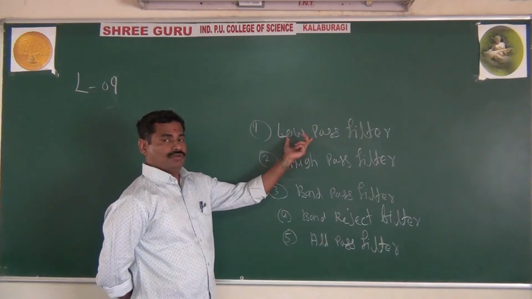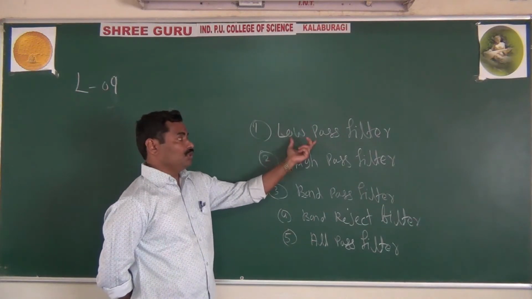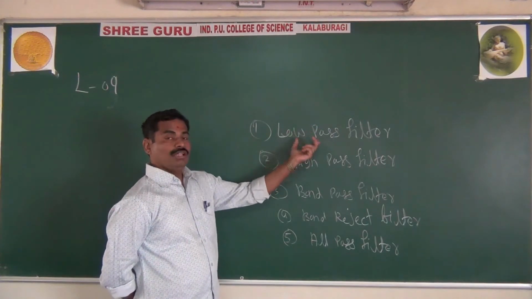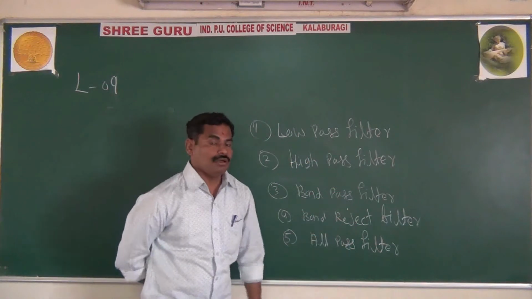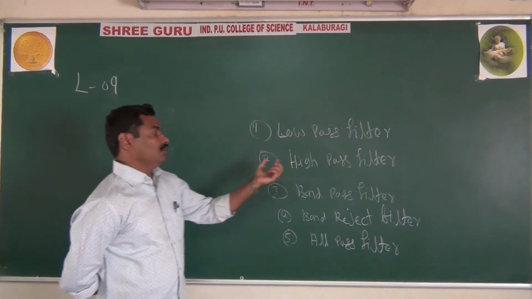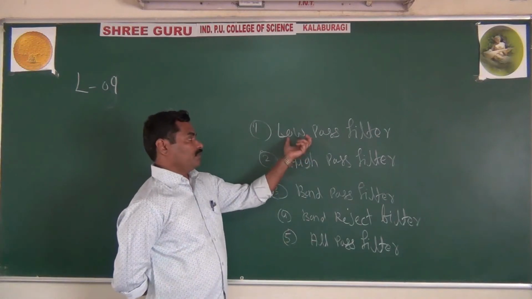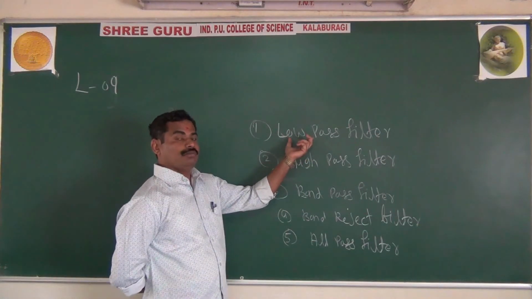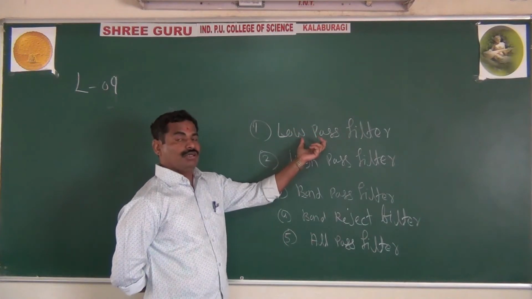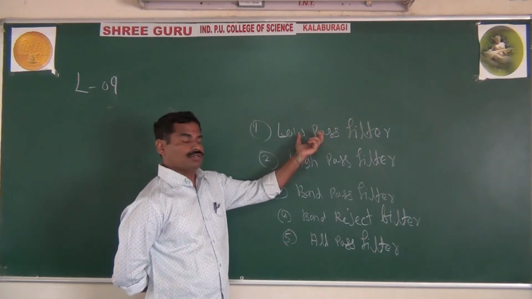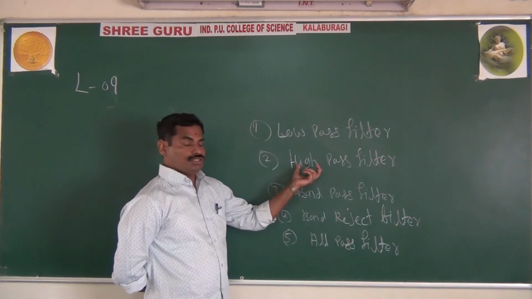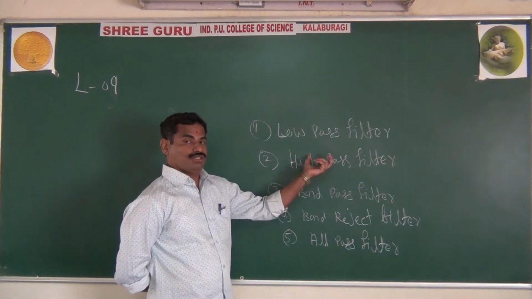It is a circuit or device that allows only the lower frequency. The low pass filter allows only the lower frequency, and it attenuates or stops the high frequency signals. Their names indicate their meaning. And the high pass filter allows only the high frequencies and attenuates or stops the low frequency signals.